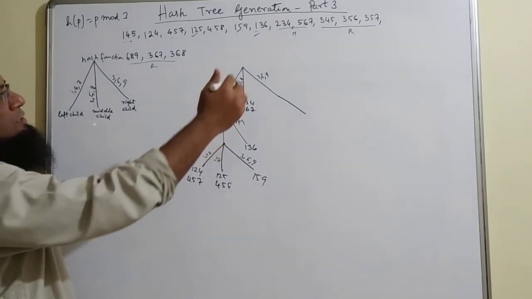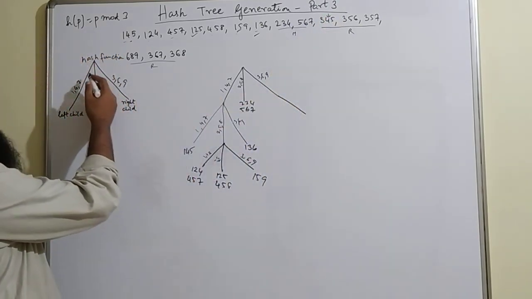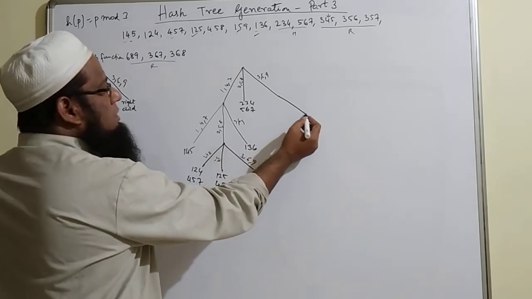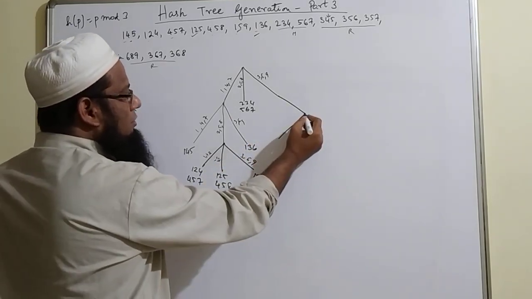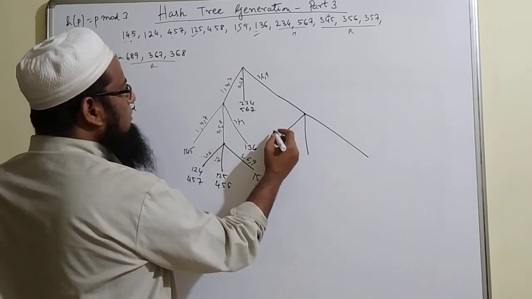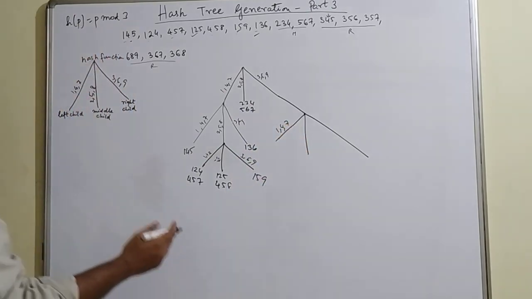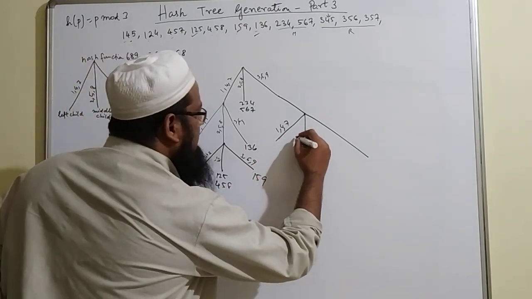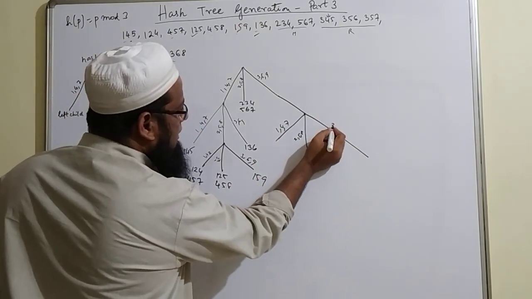Then inspect the next number. This is 4. 4 means left child, left branch. That means this branch is again going to be divided into 3 parts. So here we are going to write 147 because it is your left branch, then the middle is 258 and the right side is 369.